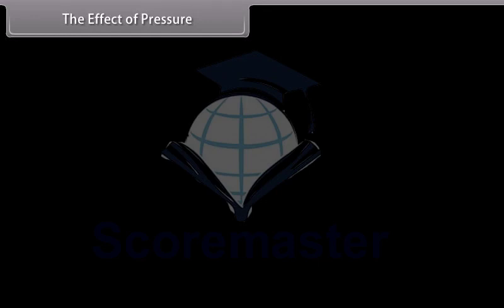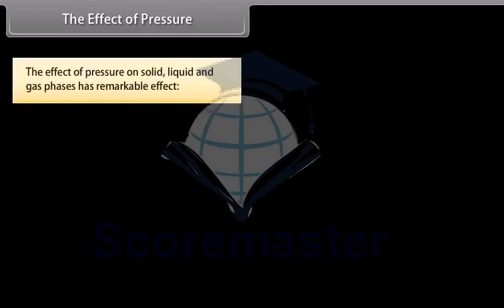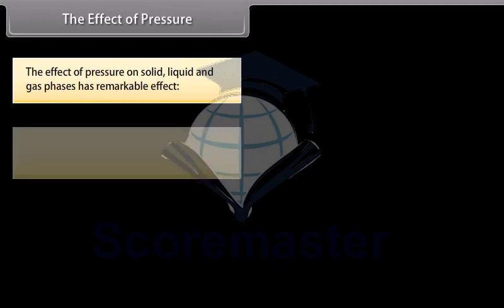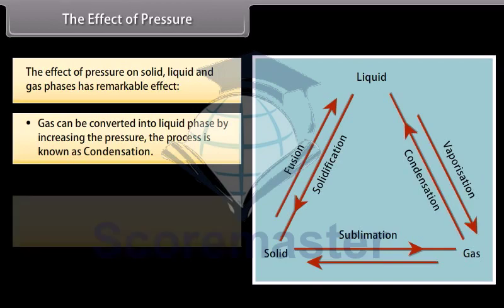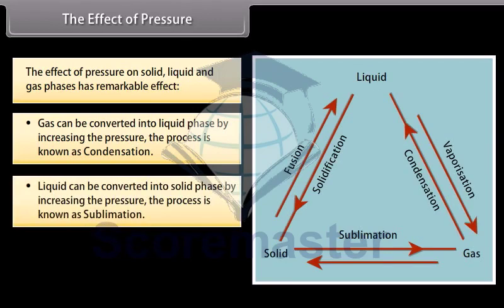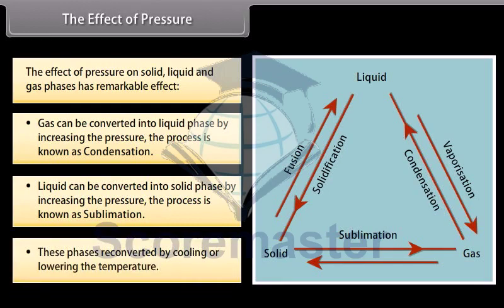The effect of pressure. Pressure has a remarkable effect on solid, liquid and gas phases. Gas can be converted into liquid phase by increasing the pressure. The process is known as condensation. Liquid can be converted into solid phase by increasing the pressure. The process is known as sublimation. These phases are reconverted by cooling or lowering the temperature.